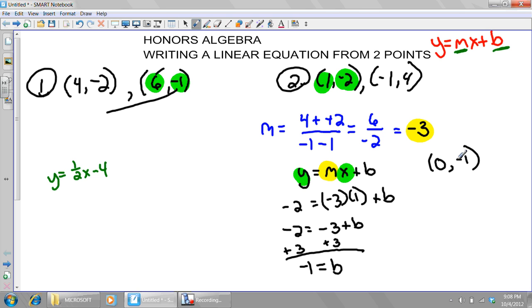Oh no, it's +1, isn't it? My mistake. -2 plus 3 is +1. So my y-intercept is at 1. Well, if I know the slope and I know the y-intercept, I can write the equation. y equals -3x plus 1. And there you go. I'm not actually going to graph it, but if I did, you would see that it crosses the y-axis at the point 0, 1.